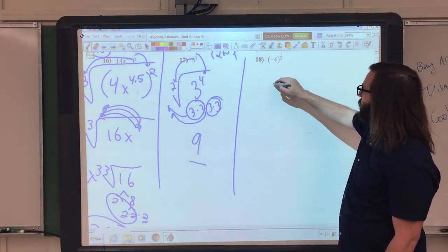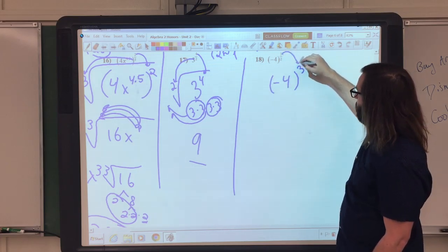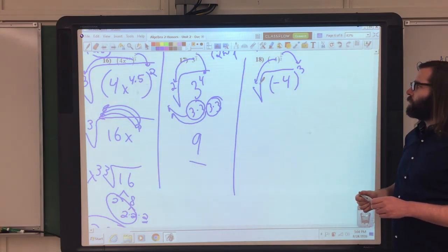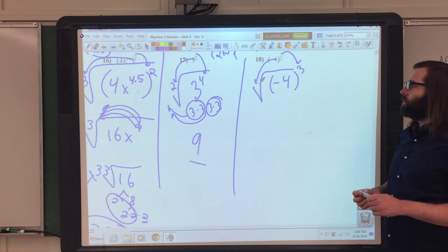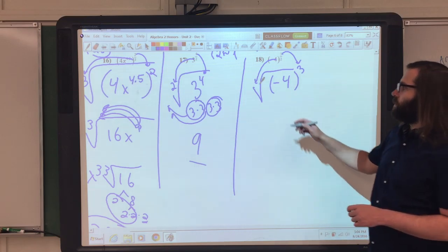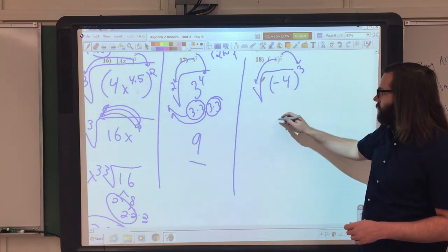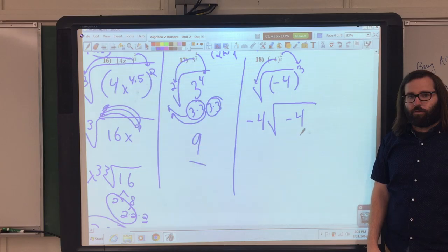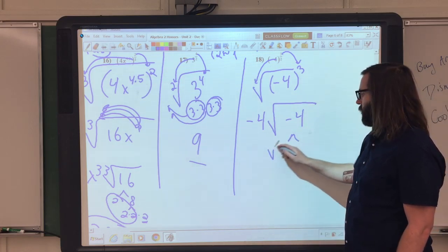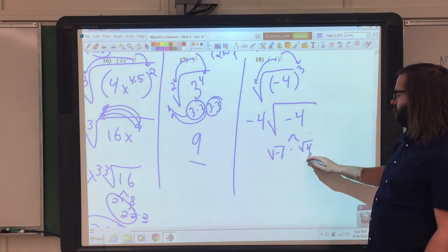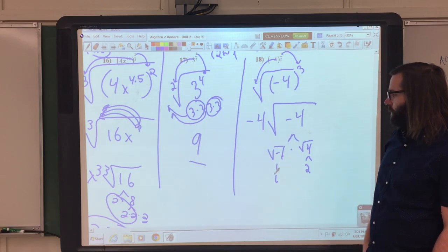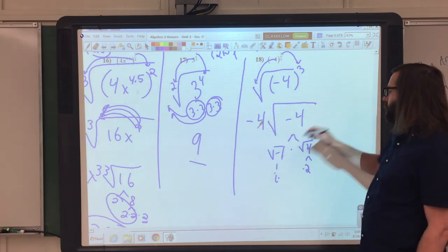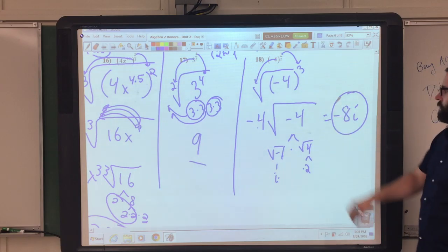Number 18, we have negative 4 cubed to the square root. So square root of negative 4 cubed. Since we're square rooting, we can bring 2 of these out. So you get negative 4 square root of negative 4. We know this is really square root of negative 1 times square root of 4. This is 2, and this is i. So we bring out a 2i, and we have our negative 4. So 2 times negative 4, negative 8, and then we have our i.